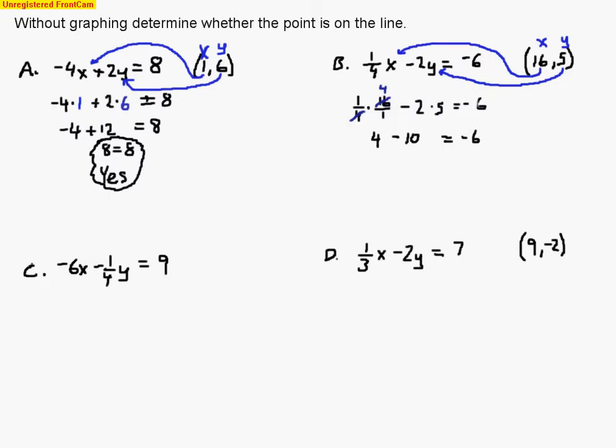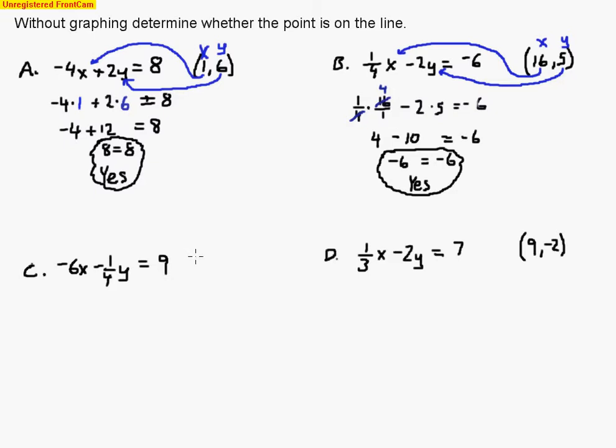And then from there, we do some more work. We subtract that 10 from 4, and we get ourselves negative 6. So negative 6 does equal negative 6. Again, since those two numbers agree, we say yes, that point is on the line. So the proof is in the evaluation here, seeing if the two numbers agree. If they agree, then yes, that point is truly on that line. Or we could say that point is a solution of that equation.